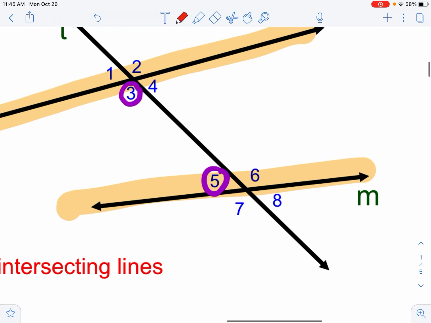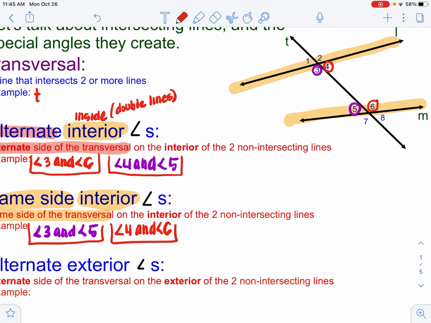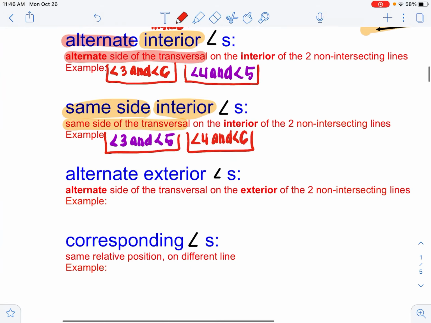Now, you can probably guess by me erasing what I crossed off. If I would have chosen 4, angle 6 is the same side interior angle with angle 4. So angle 4 and angle 6 are same side interior. Now, also notice I'm writing these in pairs and separated. So this is one group, this is one group. This is one group, this is one group. Okay, so because I can't say alternate interiors, 3, 6, 4, and 5. It's 3 and 6, they're a group, and then 4 and 5.